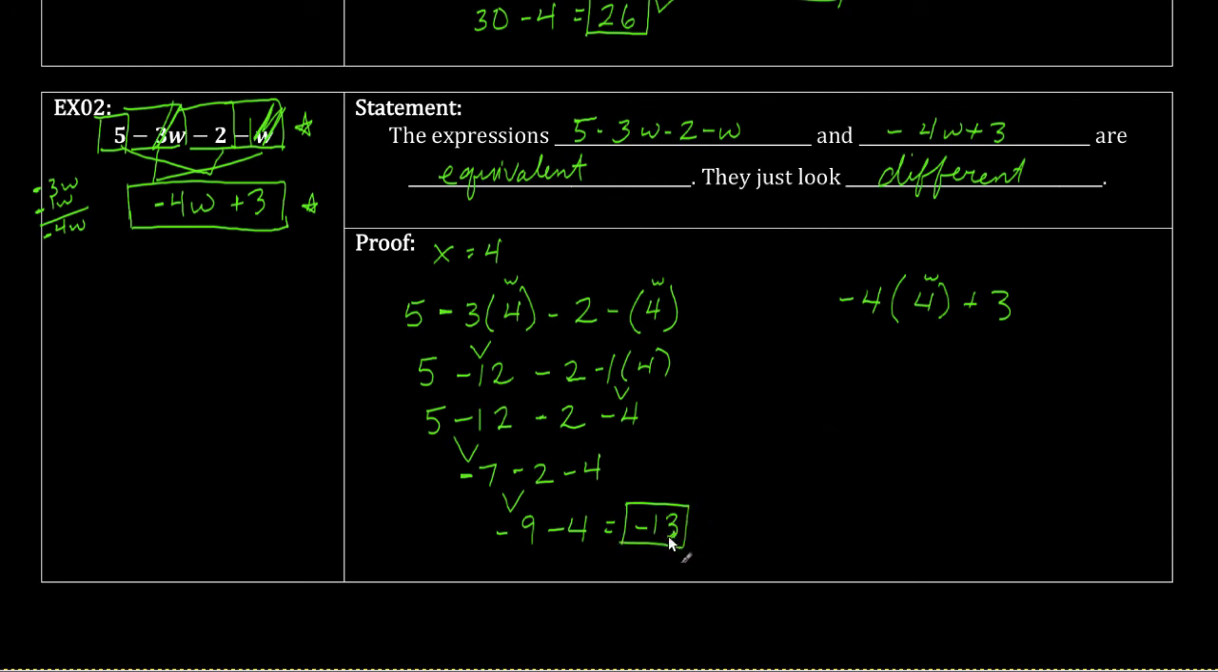Okay. We should get the same answer here. Negative 4 times 4 is positive 16. Oh, negative 16. Because the negative times a positive is negative. Negative 16 plus 3 is negative 13. Once again, we get the same answer.